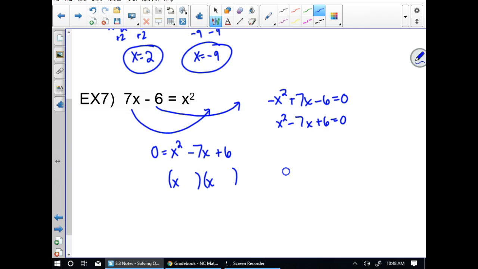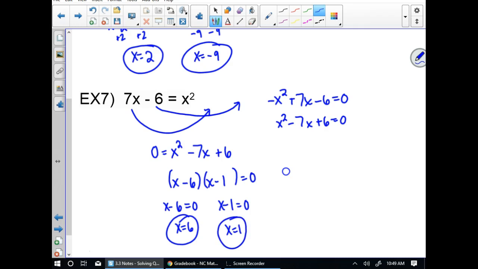So here we would need a negative 6 and a negative 1. But remember, negative 6 and negative 1 are not our answers. We've got to say x minus 6 equals 0, which means x would equal 6. And we've got to say x minus 1 equals 0, so x would equal 1. So 1 and 6 are our answers here. All right, questions?